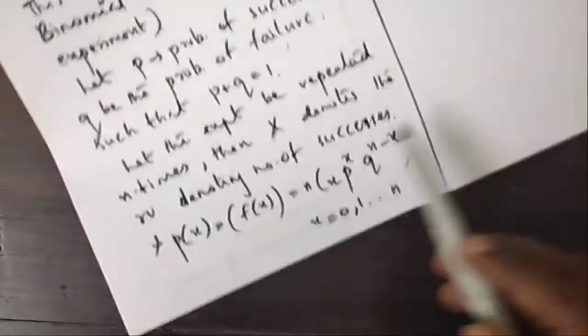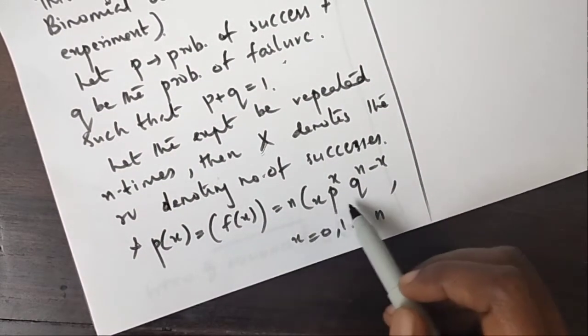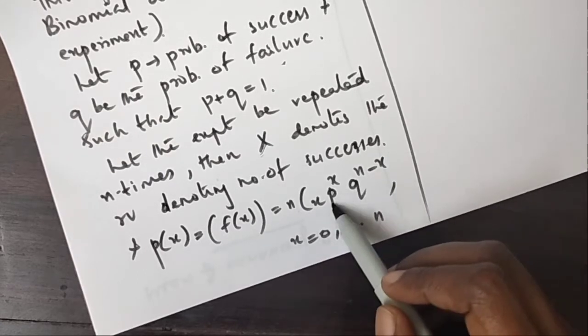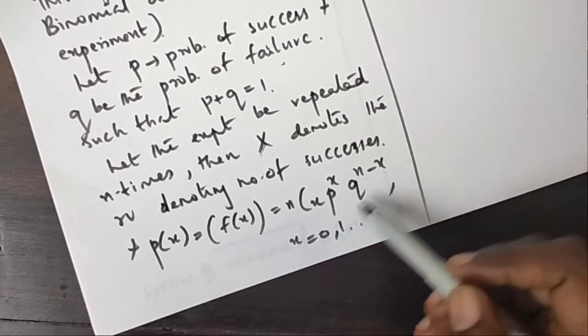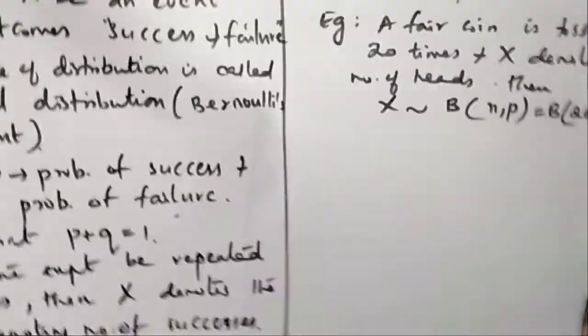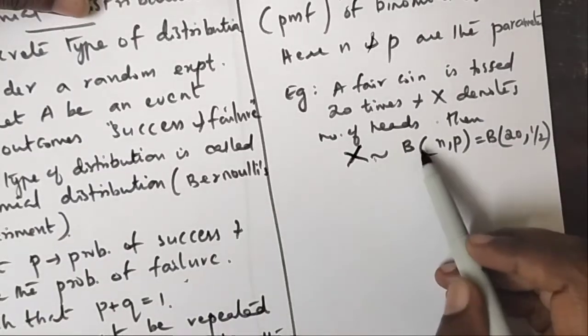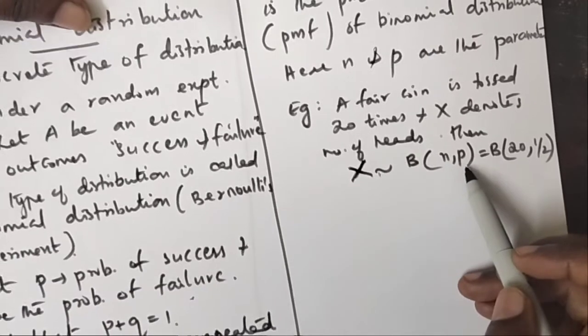Here n and p are the parameters. N is the number of trials and P is the probability of success, and Q depends on P. Q is 1 minus P. So Q is not a new parameter, just n and p are the parameters. If a random variable follows the binomial distribution, we write X follows B(n, p), binomial with the parameters n and p.